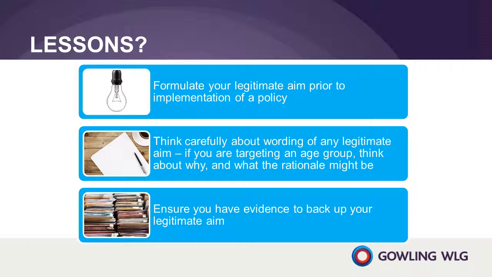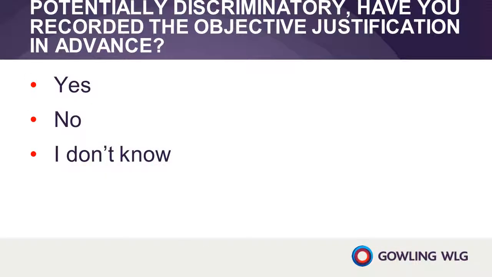So on to... Yep, so we're going to have our second poll now. What we're asking you is if you've ever had to consider objective justification for a potentially age discriminatory practice, have you set out your analysis and evidence in writing? So if you've had provisions that might be potentially discriminatory, have you recorded the objective justification? Essentially. So the options there are yes, no, or I don't know. So just waiting for some of the responses to come in there.